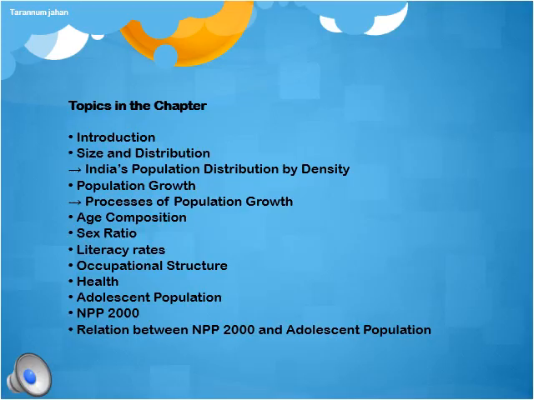The topics that we are going to cover under this chapter: first, we'll see the introduction of the population. Then we'll see the size and the distribution of the population. Under that, how the Indian population has been distributed over the density area. Then we are going to see the population growth, and under this, the process of the population growth. Then we are going to see the age composition, sex ratio, literacy rate, occupational structure, health, adolescent population, NPP 2000, and the relationship between NPP 2000 and adolescent population. So let's begin and start discussing each and every topic in detail.